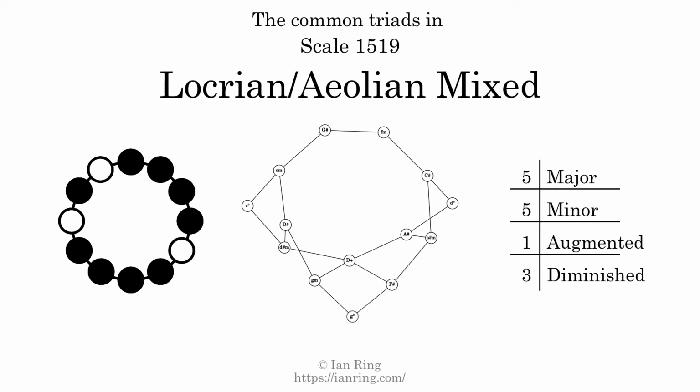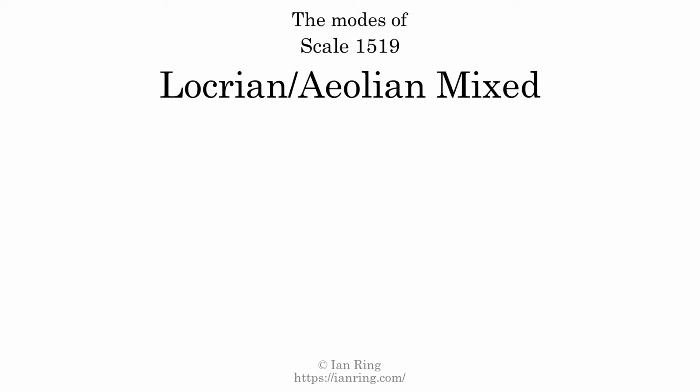Here is a Hamiltonian path of parsimonious voice leading that uses all the triads. This scale has 9 modes. The first mode is itself. The second mode is scale 2807, also known as xylogic.